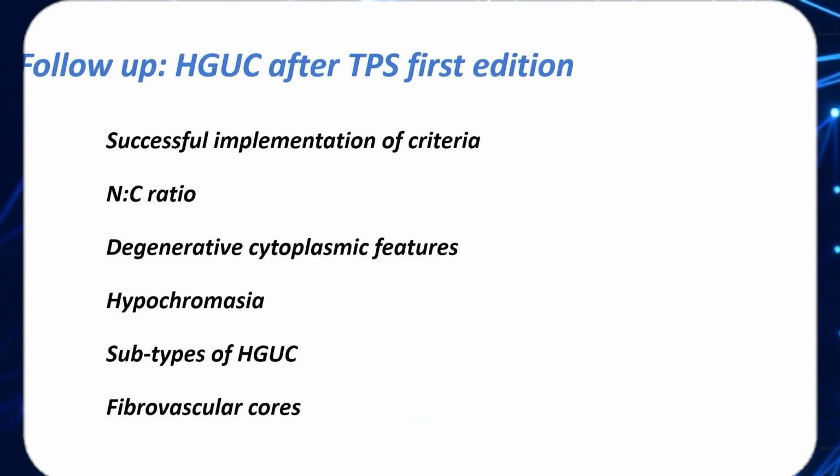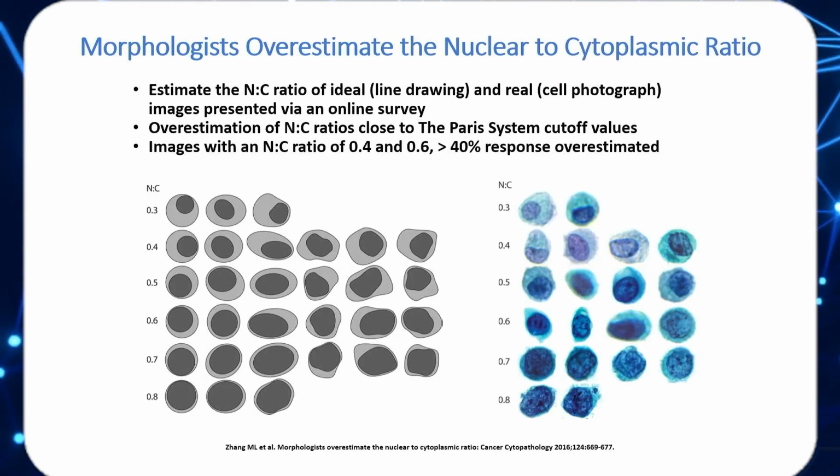So, follow-up regarding high-grade urothelial carcinoma after the first edition. Of course, successfully implemented criteria have been honed in by various groups, and some of the things I mentioned earlier, anecdotally from different people, were questions that came up about NC ratio, about degenerative cytoplasmic features, hypochromasia, and the subtypes that were not included in the first version. So that's what we have worked with on the second version.